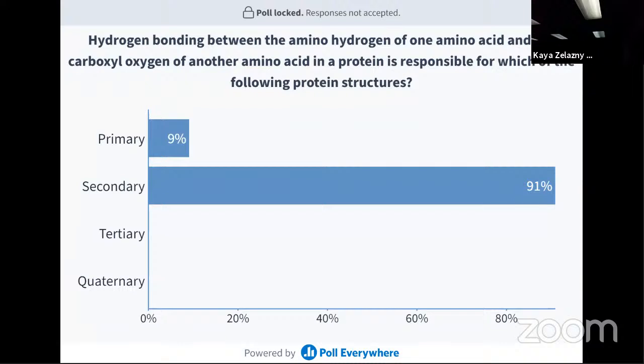Okay. Yeah, so it's our secondary structure. That hydrogen bonding is responsible for forming those alpha helices and beta pleated sheets. Our primary structure was those peptide bonds, so just forming that chain in the first place. Forming that chain counts as one of these levels of the structure.